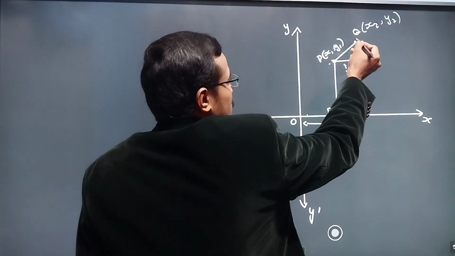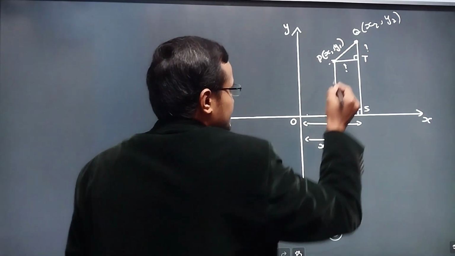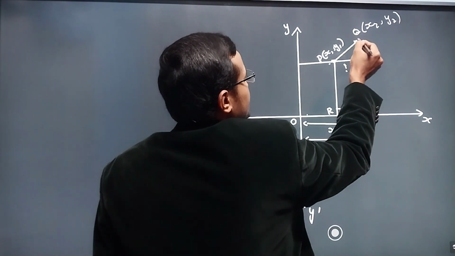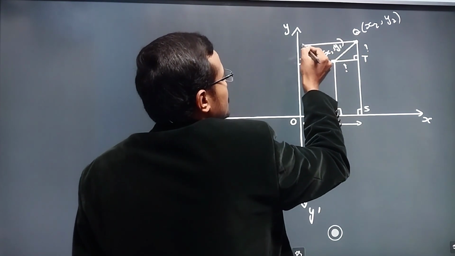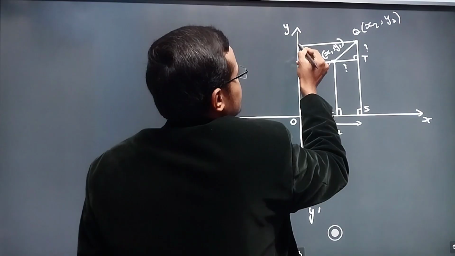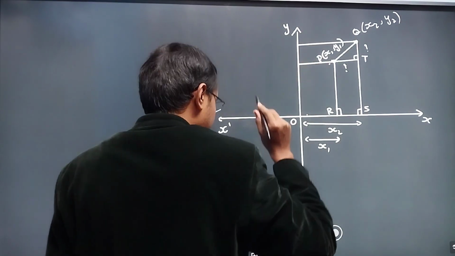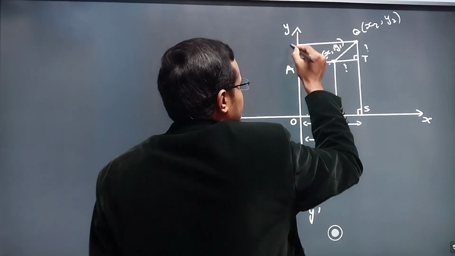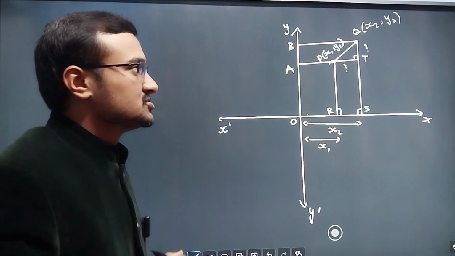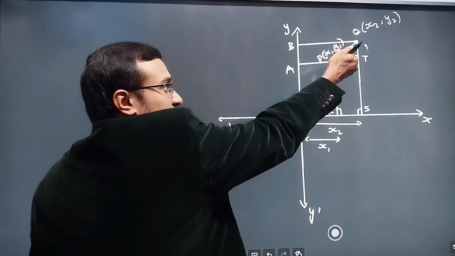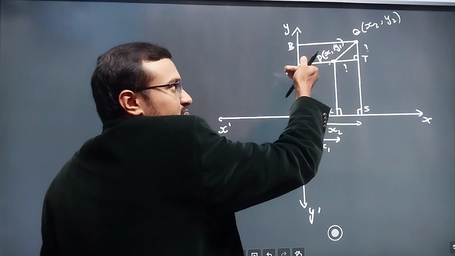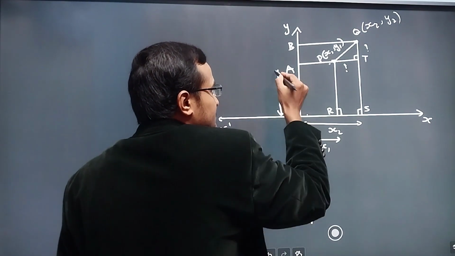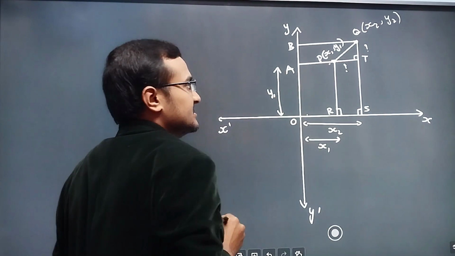So here again you can draw one perpendicular line to y-axis from P like this. So this is one perpendicular line to y-axis, and from Q also you can draw one perpendicular to y-axis like this. So now I will name this point as A and this point as B. So here we have drawn perpendicular line to y-axis from P point. So that means A will be at y1. So the distance between O and A is y1.